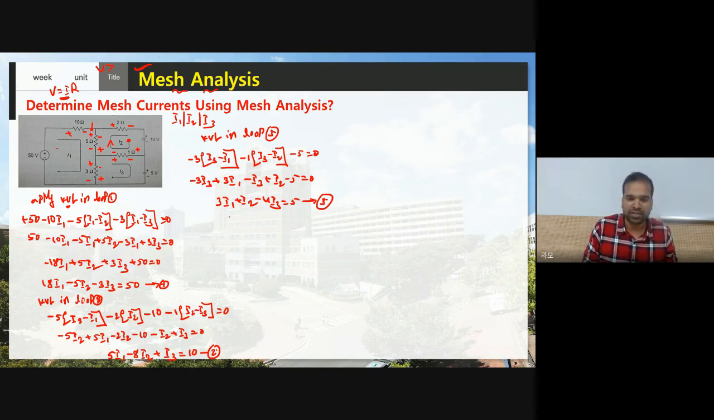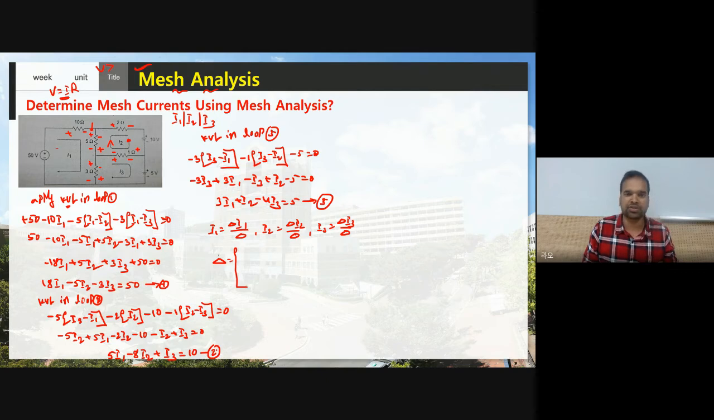Clear? Now see, we have 3 equations and you need to find I1, I2, I3. So by using what? Cramer's rule. As per Cramer's rule, I1 equals delta I1 by delta, and I2 equals delta I2 by delta, and I3 is delta I3 by delta. Now you need to find delta I1, delta I2, delta I3, that means the determinants, by using Cramer's rule.